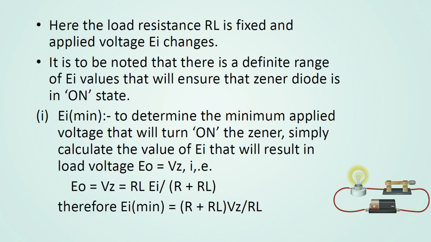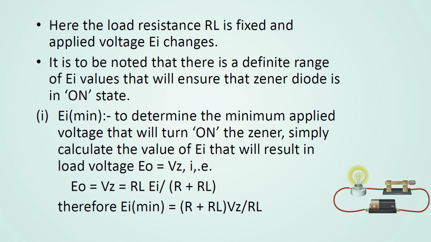So, there is a limit within which the value of EI can vary. Let us see the two conditions, that is the maximum value of EI and the minimum value of EI for which the Zener diode is kept in on condition. Let us start with the minimum value, that is EI minimum.